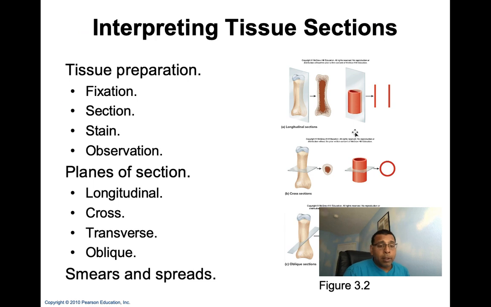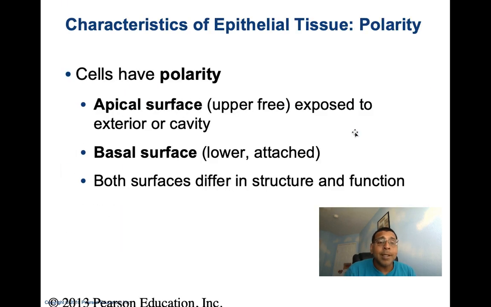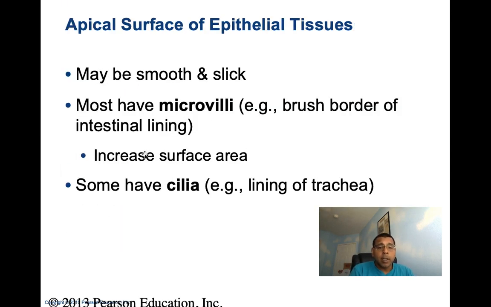If there's no microvilli there, we can also have cilia. So that surface can have, if it's not smooth and slick, cilia. Cilia are tiny hair-like projections that propel substances along their free surface. They're found on some epithelia, such as epithelia that you find lining the trachea, for example, your windpipe.